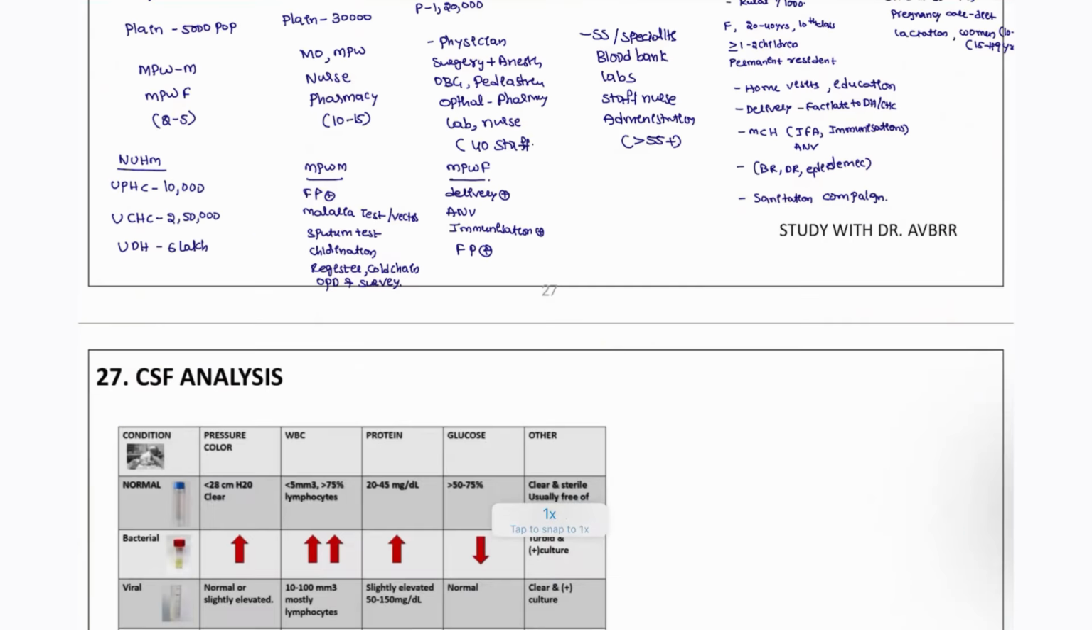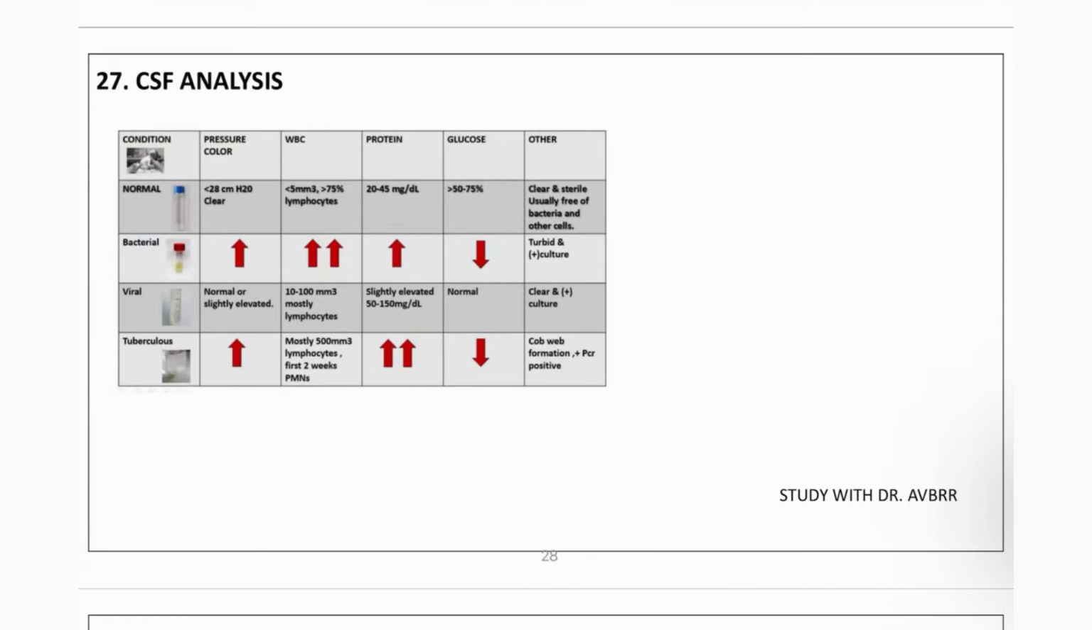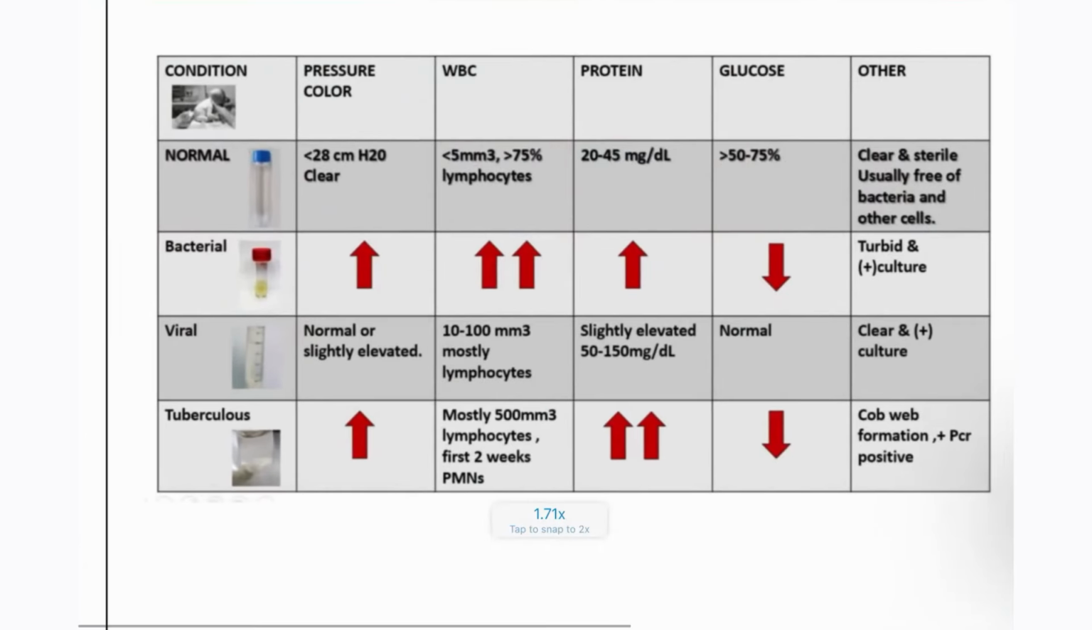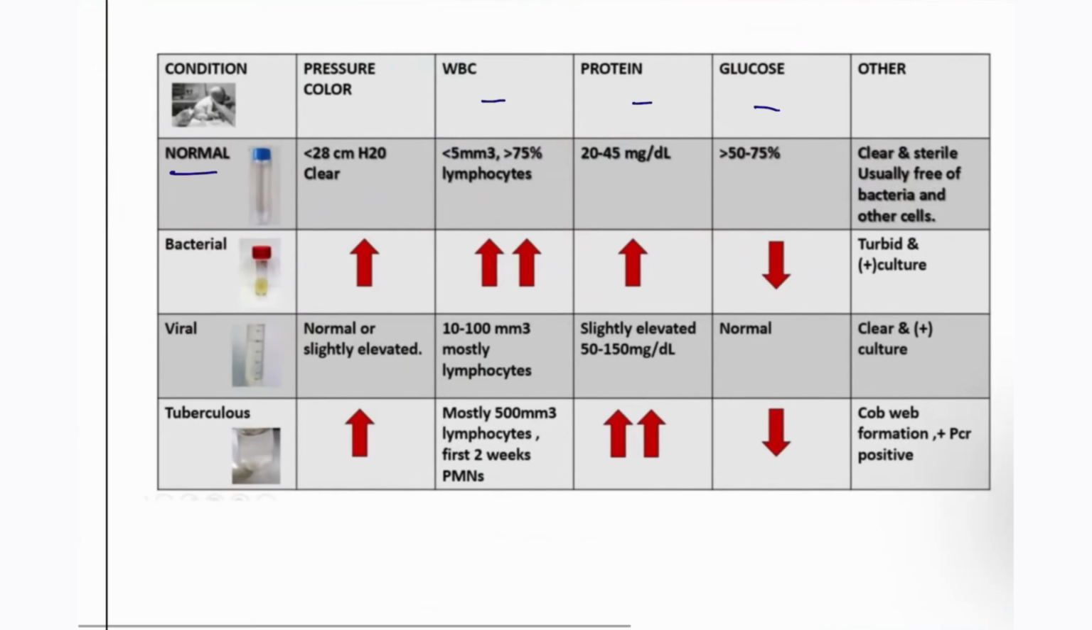Next, moving on to the CSF analysis. In the CSF analysis, normal CSF has no WBC count, and everything will be normal. What is the protein value? 20 to 45. Glucose is 50 to 75%. It is clear, and the pressure is less than 28 centimeters.